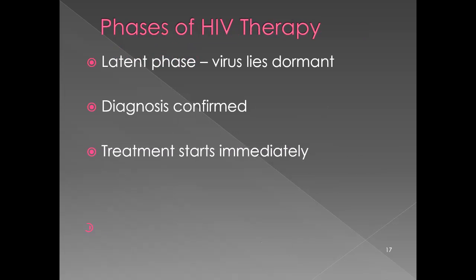The phases of HIV therapy: really there's a latent phase, in which the virus lies dormant once it's in the body. But once the diagnosis is confirmed, we need to start treatment right away. So starting in 2014, the CDC changed its guidelines to start treatment immediately to delay the onset of acute symptoms and the progression of AIDS. The negatives of doing this include the cost is extremely high. There are many uncomfortable and serious adverse effects, and viral resistance can develop.